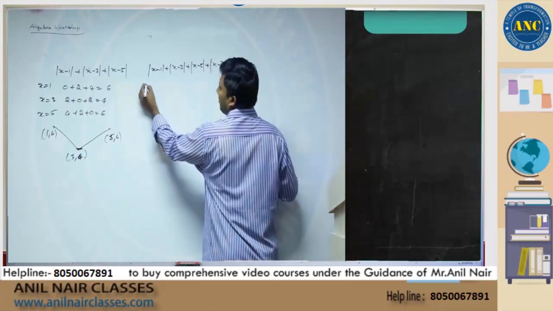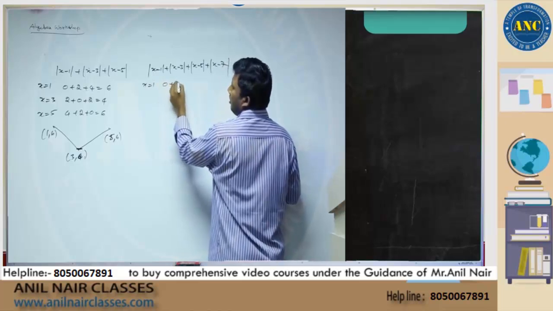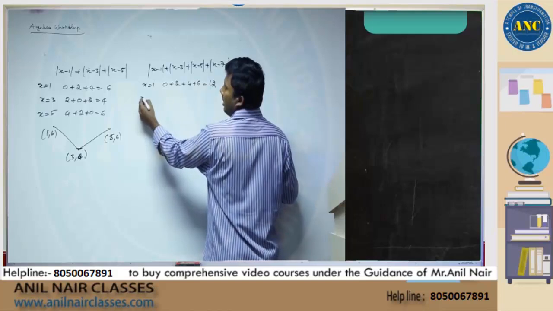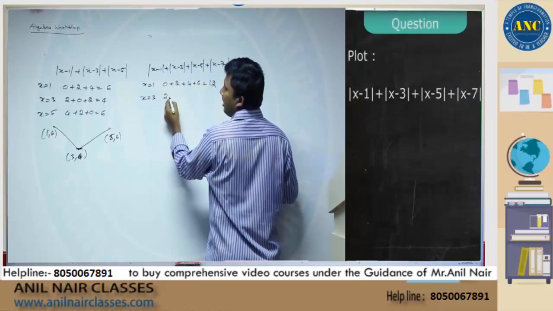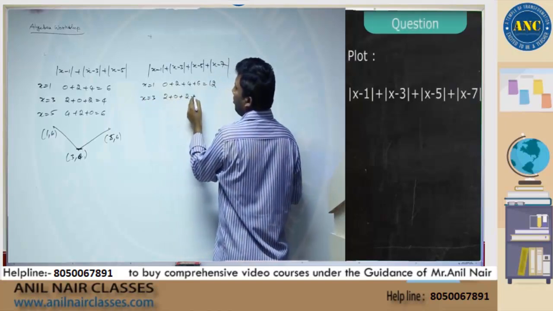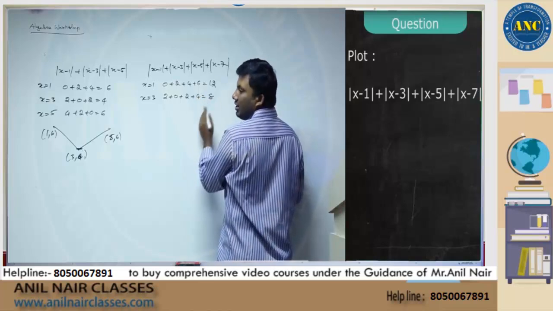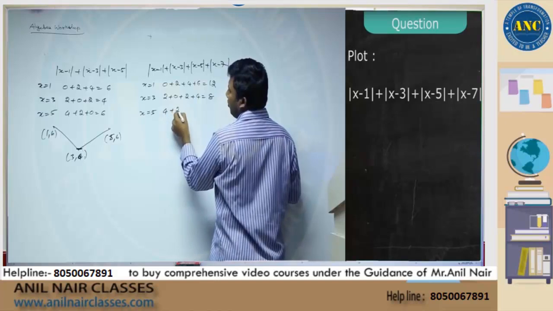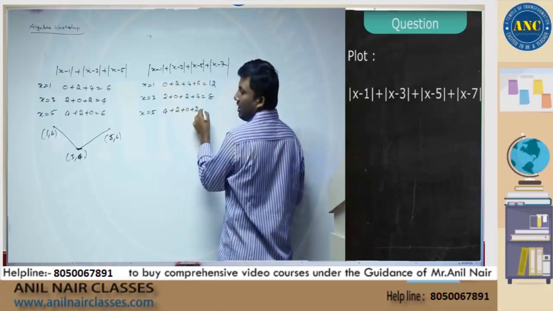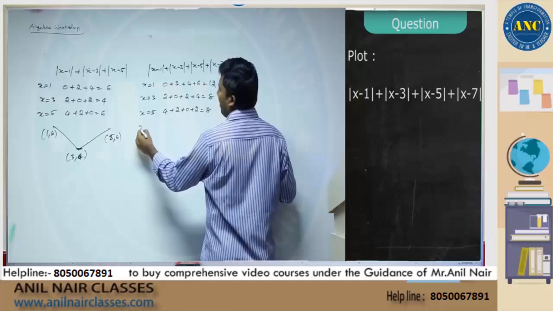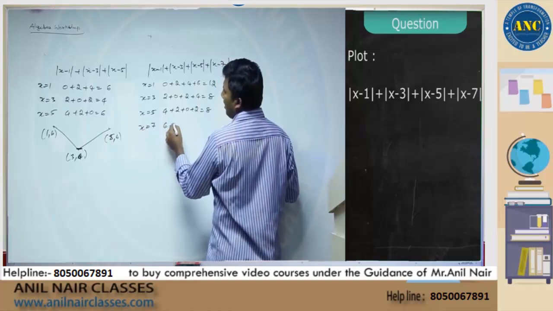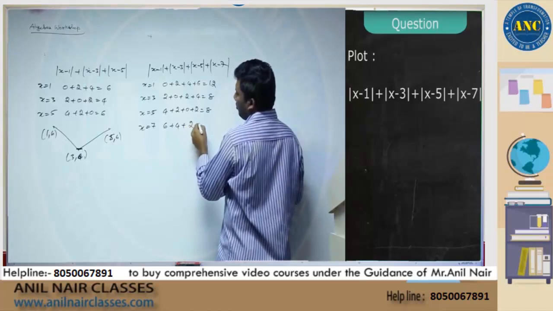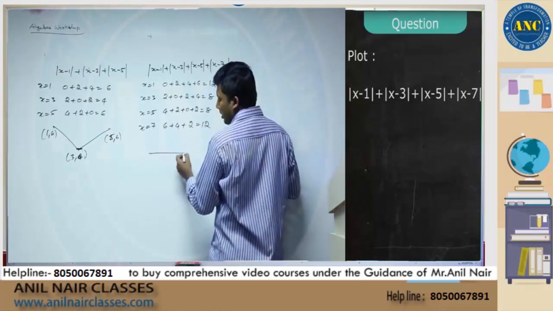Suppose x is 1, what is the value? 0 plus 2 plus 4 plus 6. How much will I get? 12. If x is 3, how much will I get? 2 plus 0 plus 2 plus 4. How much? 8. If x is 5, still I will get 4, 2, 0, 2. How much? 8. Right? If x is 7, how much will I get? 6 plus 4 plus 2 plus 0. How much? 12.